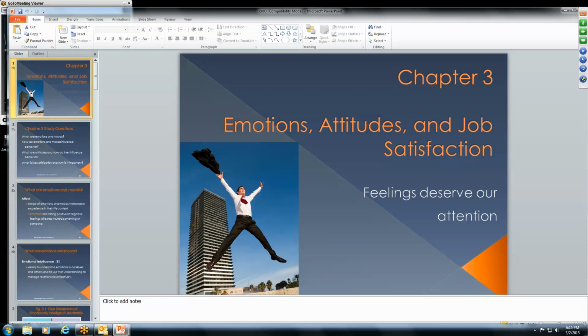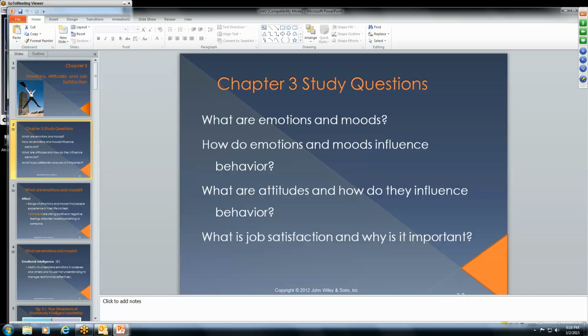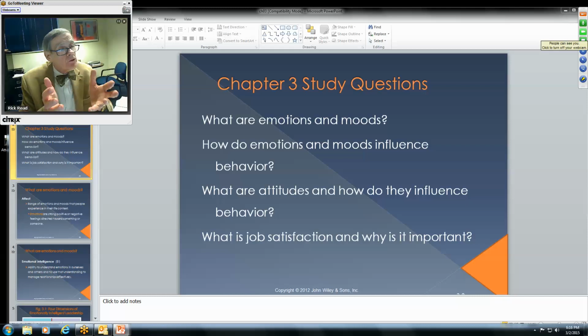Okay. Chapter 3, emotions, attitudes, and job satisfaction. I like to read the other little thing here. Feelings deserve our attention. And as we go through this chapter, we hope to answer the following questions. What are our emotions and moods? How do emotions and moods influence behavior? What are attitudes and how do they influence behavior? And then finally, what is job satisfaction and why is it important? Now, we talked about that a little earlier, so this will sort of tie the loose ends together, if you will.